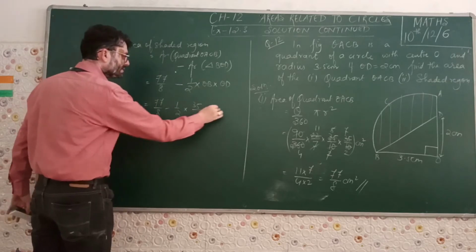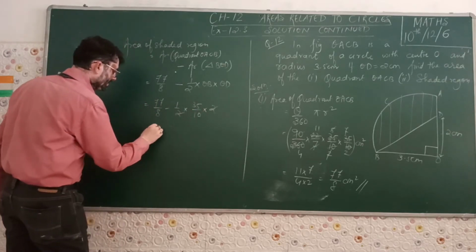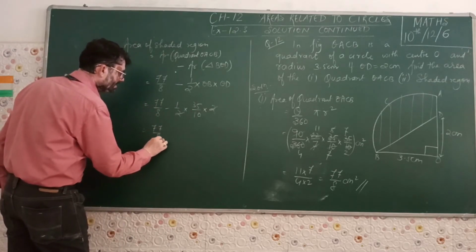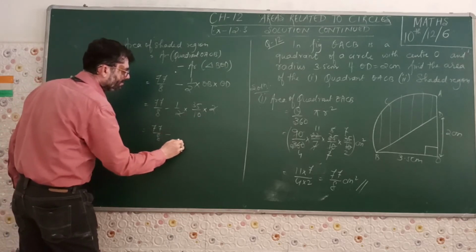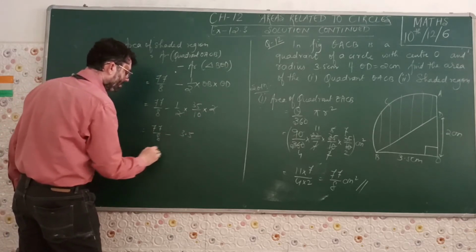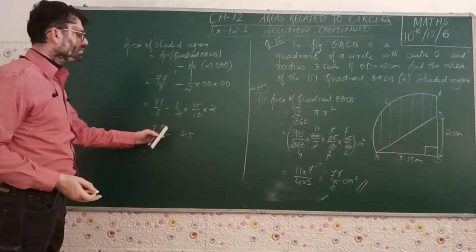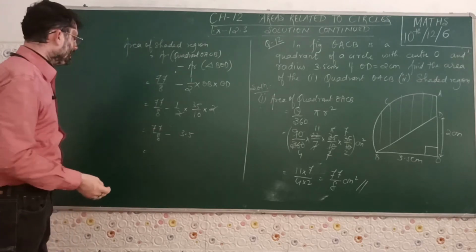On simplification, this cancels 2. 77 by 8 minus 35 by 10. You can directly write 3.5. Let us calculate this also so that we can get a particular answer for that.